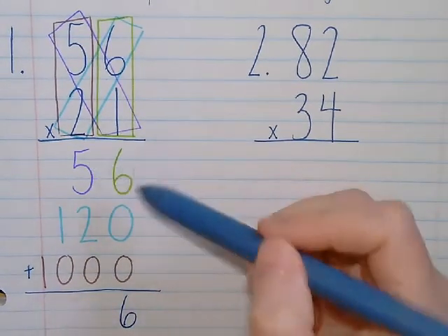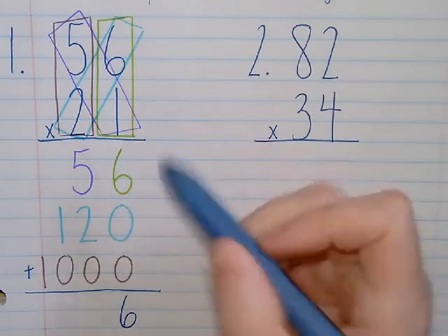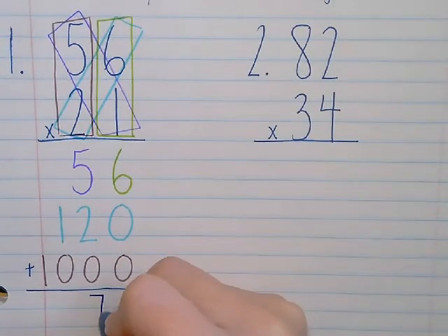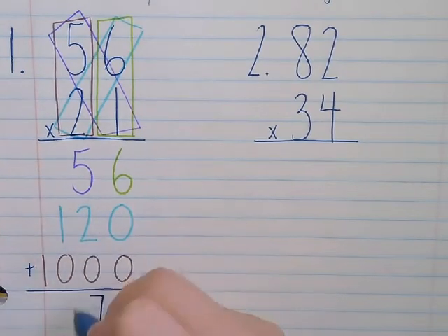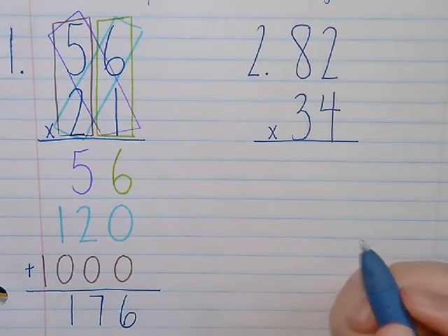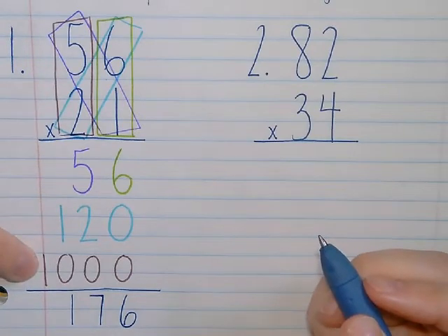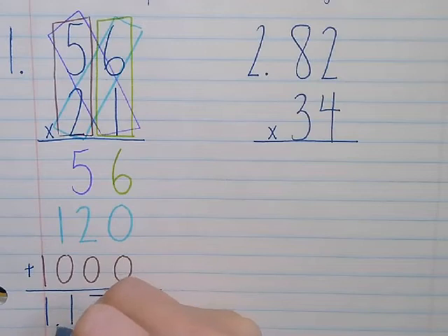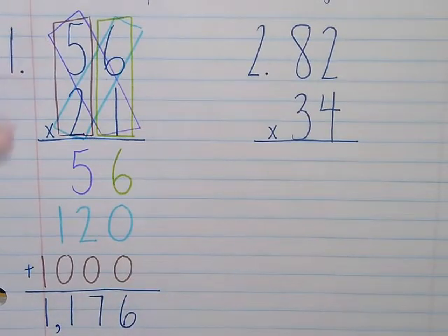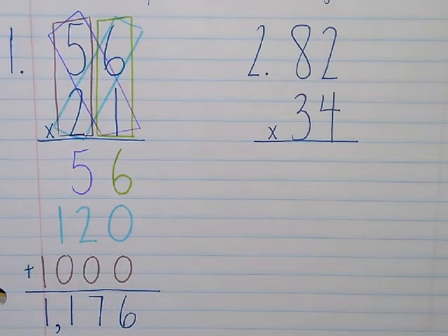Then I move into the tens place. 50 plus 20 is 70. And then the hundreds place. 100 plus nothing is still 100. And then the thousands place. 1,000 plus nothing else is still 1,000. So 56 times 21 gives me 1,176.